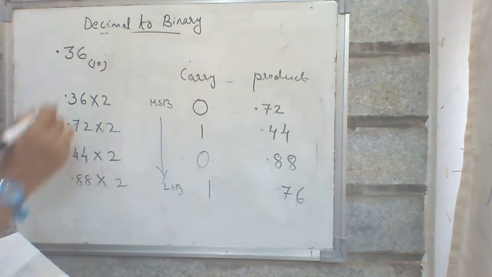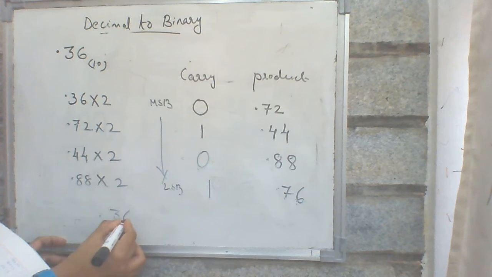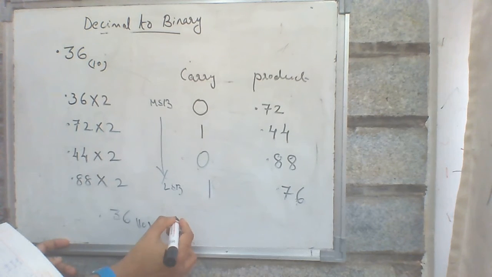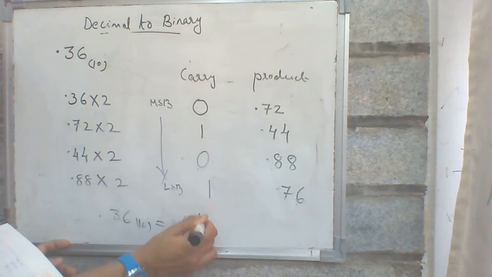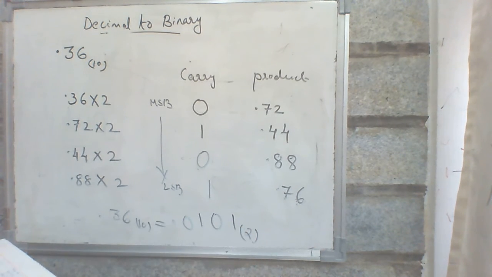Then what will be the answer? What will be the conversion? 0.36 base radix 10 is equal to, we need to put 0 from here, 0, 1, 0, 1. What is the base radix? 2. The base radix is 2. That is for converting a decimal fraction to binary.